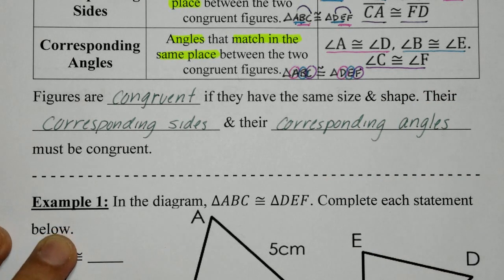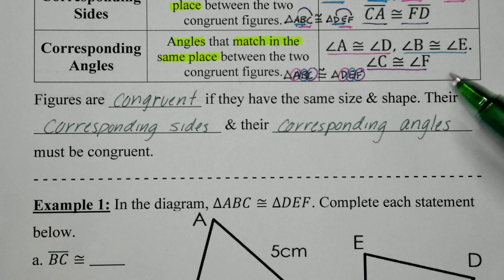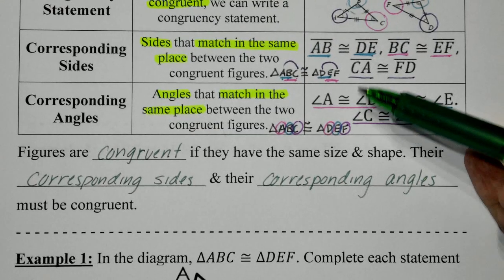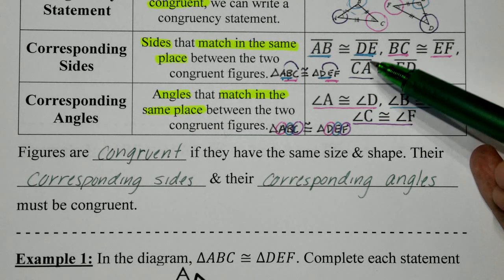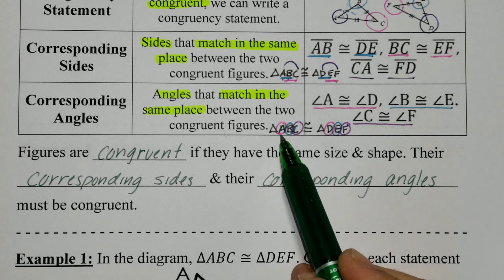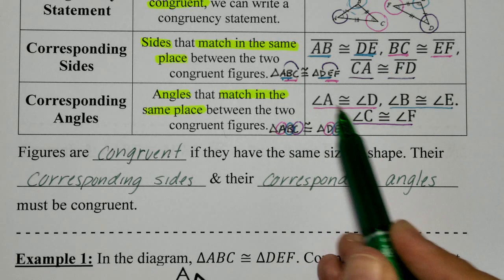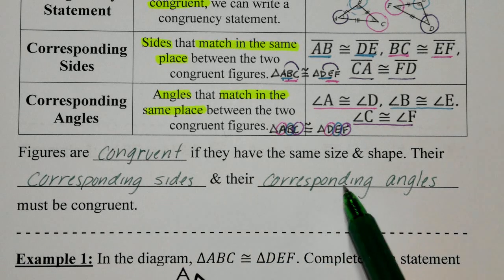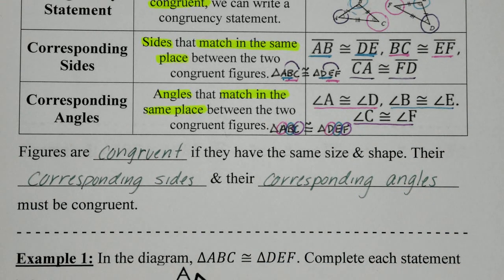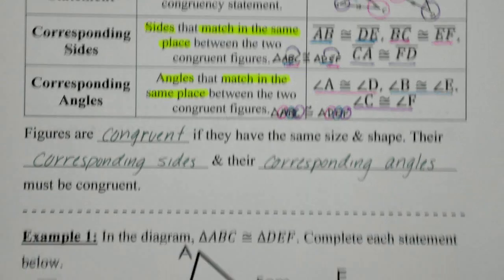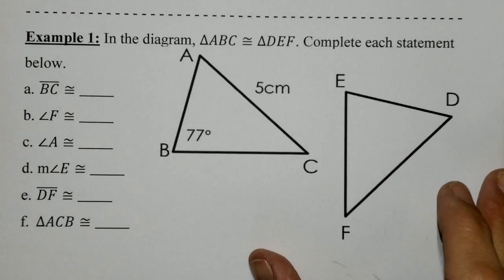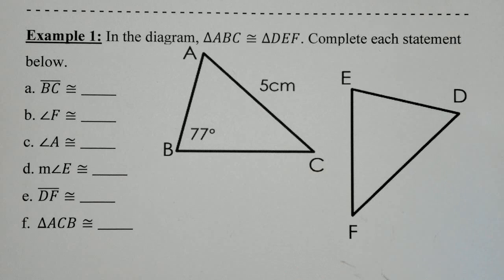Again, pause it because I'm going to move on. Make sure you have this written down so you can listen to what I'm about to say. This is why we have these congruency statements up here, because the corresponding or matching parts, the first with the first, are congruent. Your corresponding sides and corresponding angles have to be congruent for these two triangles to be congruent themselves.